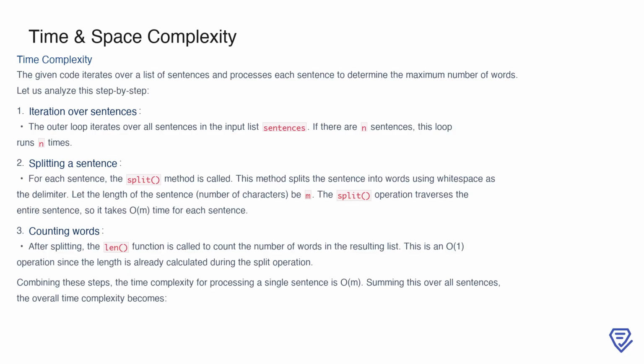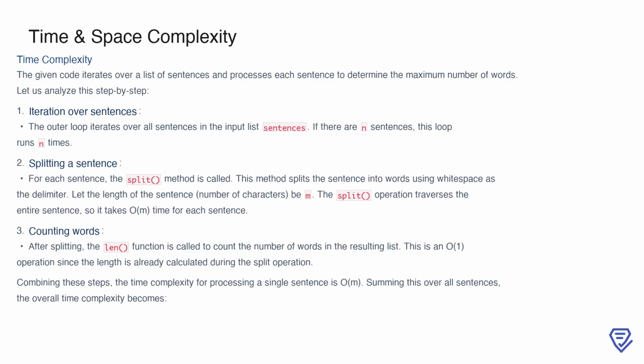In this section, we'll analyze the time complexity of the algorithm. The code processes a list of sentences to find the maximum number of words in any sentence. First, we iterate over all the sentences in the input list. If there are n sentences, this loop executes n times. Next, for each sentence, the split method is called to divide the sentence into words, using whitespace as the delimiter. The time it takes to split a sentence depends on its length, or the number of characters, which we'll call m. This operation, therefore, has a time complexity of O(m) for a single sentence.